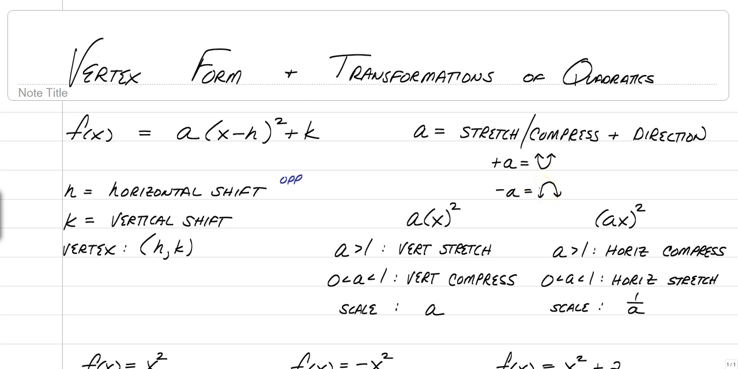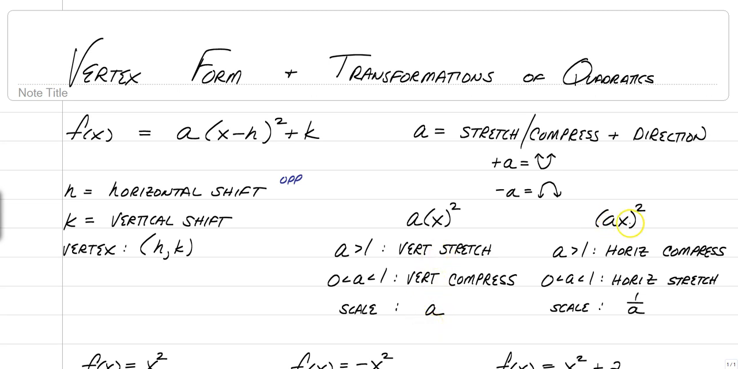Okay? Now, what happens if A is outside of the parentheses and it's bigger than 1? It's going to stretch it vertically. But if it's a fraction between 0 and 1, so 1/2, 2/3, not 5/4, but 4/5, as long as it's smaller than 1, it's going to compress it vertically by the scale of A for both of these.